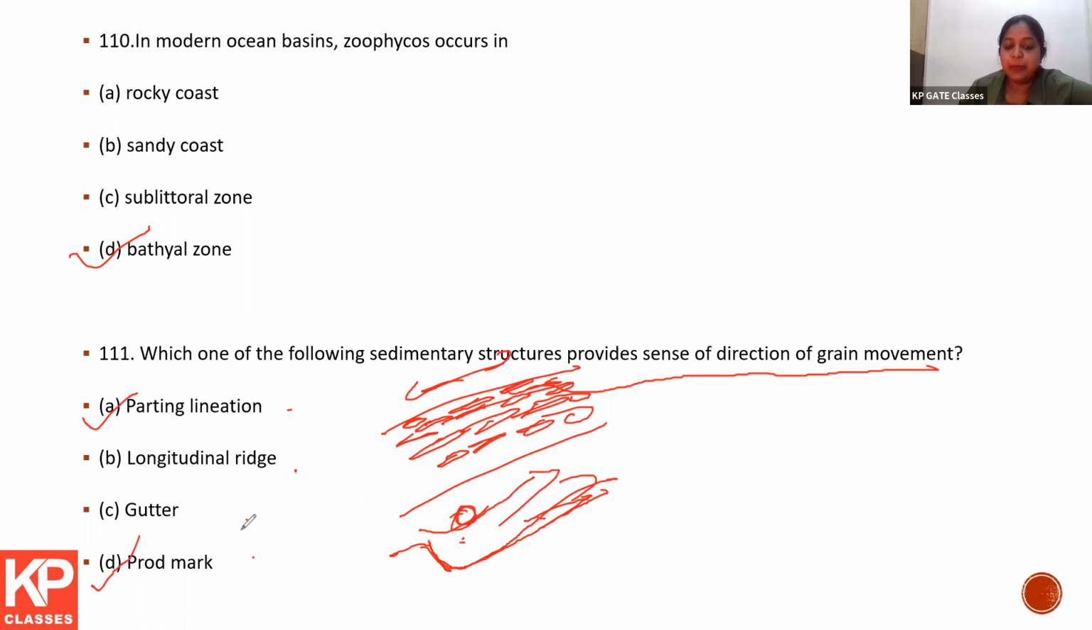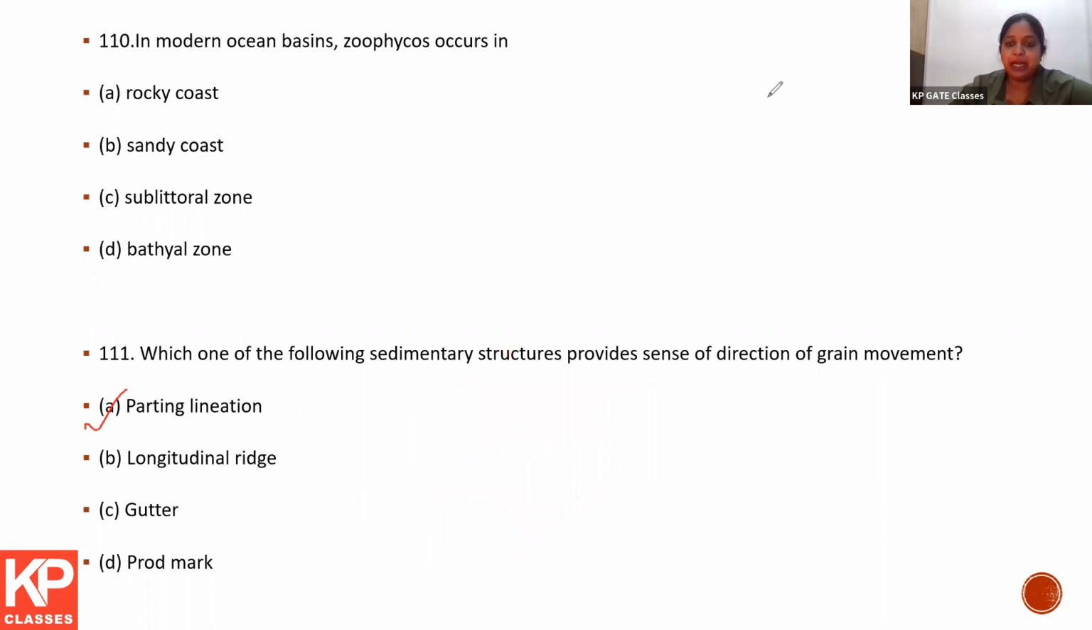But the difference is that prod marks are tool marks which are very minute in dimension, and they are not found as a group. Whereas parting lineation means the whole surface of a sandstone, the grains will be aligned in the direction of their movement. So the sense of direction of grain movement will be better defined in a parting lineation than a prod mark. Hence, the appropriate answer will be parting lineation over here.